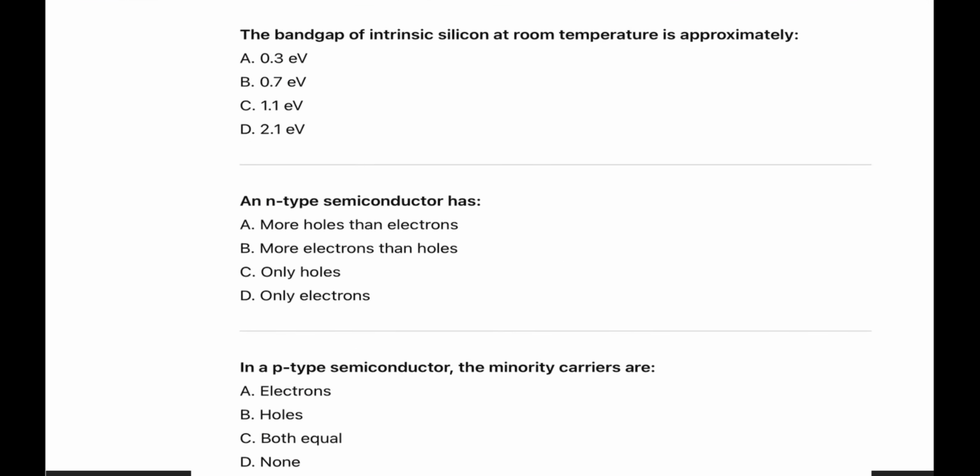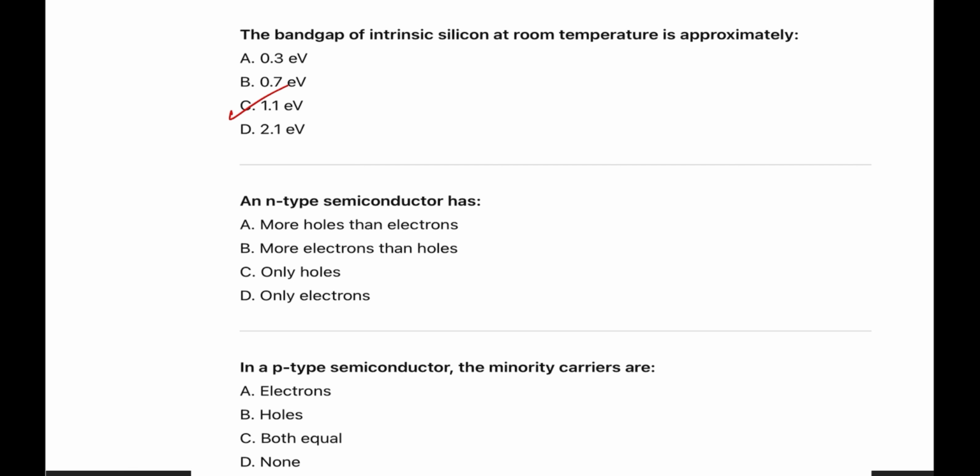Band gap of intrinsic silicon at room temperature is approximately option A, 0.3 electron volt. Option B, 0.7 electron volt. Option C, 1.1 electron volt. Option D, 2.1 electron volt. So in the case of an intrinsic silicon at room temperature, the band gap is 1.1 electron volt. Answer is option C. Next one, an N-type semiconductor has option A, more holes than electrons.